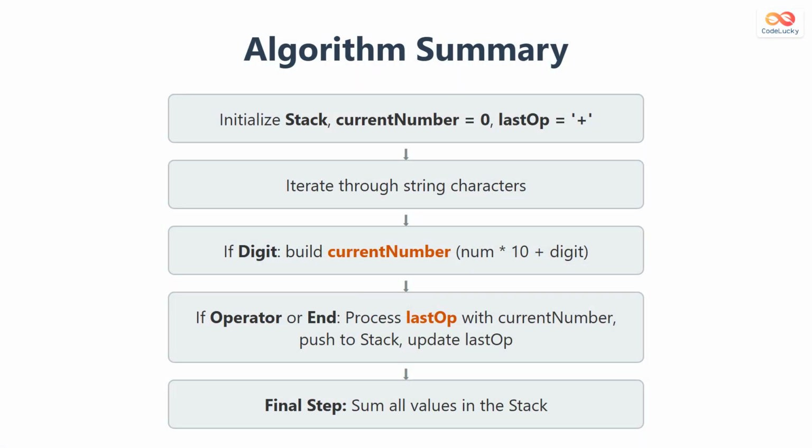To summarize the algorithm, we initialize an empty stack and a variable for the last operator, defaulting to plus. We loop through the string character by character. If it's a digit, we build the number. If it's an operator or the end of the string, we process the number we just built based on the last operator we saw, then update the last operator to the current character.